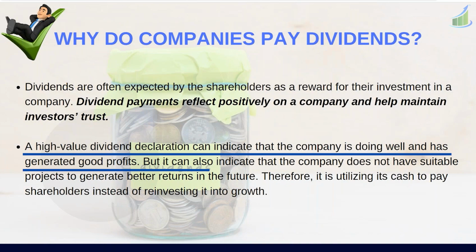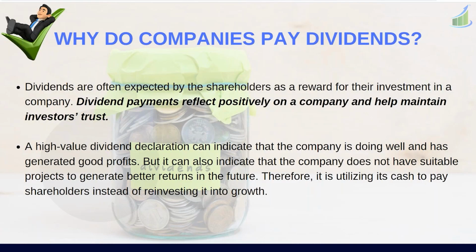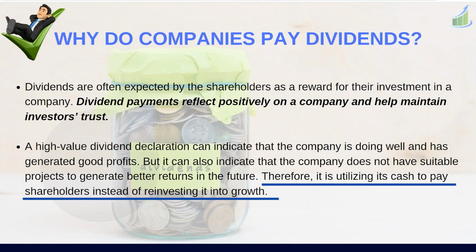A high value dividend declaration can indicate that the company is doing well and has generated good profits. But it can also indicate that the company does not have any suitable projects to generate better returns in the future. Like companies not investing their money for their future. That's why they have so much surplus. So that could be one point that could be inferred from here. Therefore, it is utilizing its cash to pay shareholders instead of reinvesting into growth. So many ways the dividend payout can be inferred.